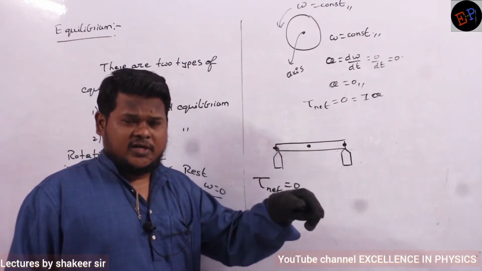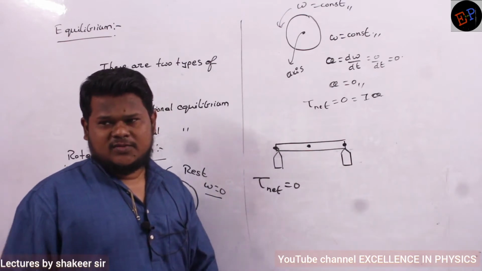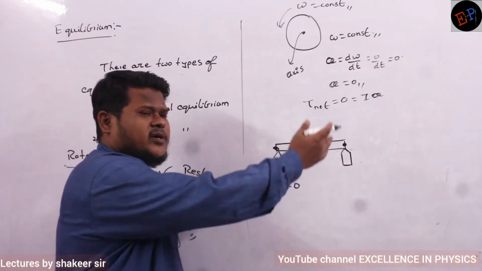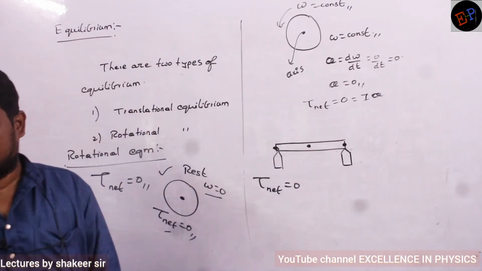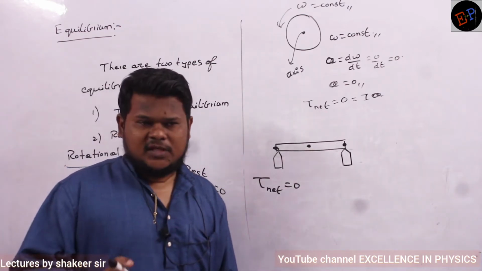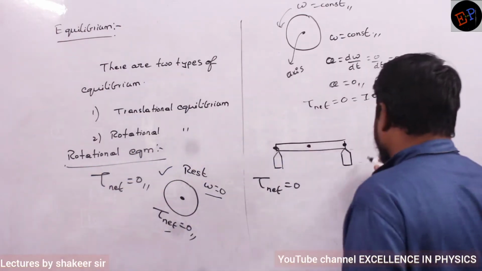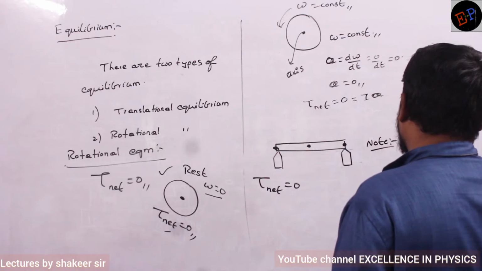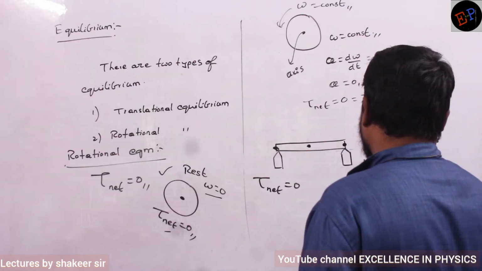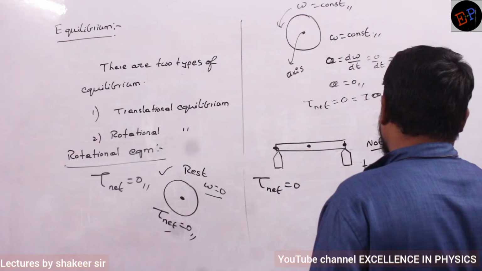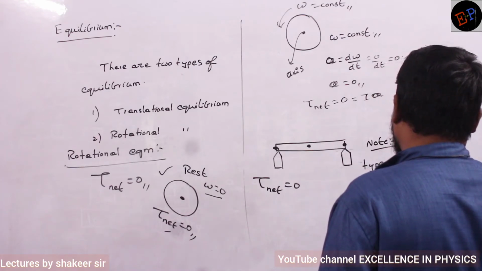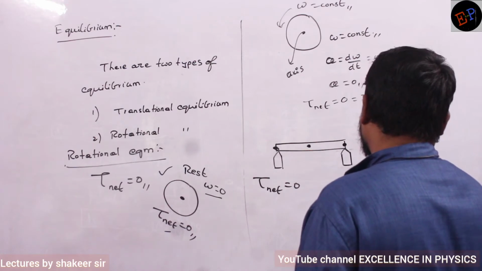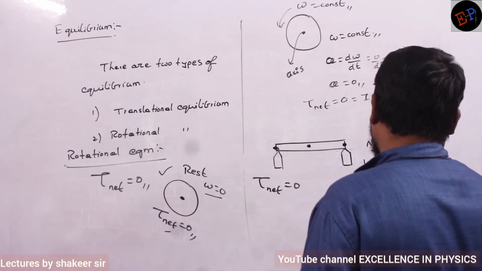So rotation about any axis is 0. So for calculation purposes, for your simplicity, you can take any point to be your point of rotation for calculating torque. Are you able to understand? So what is the note point here which we have to remember? So in this type of conditions, clear? What can I say? Torque can be calculated.